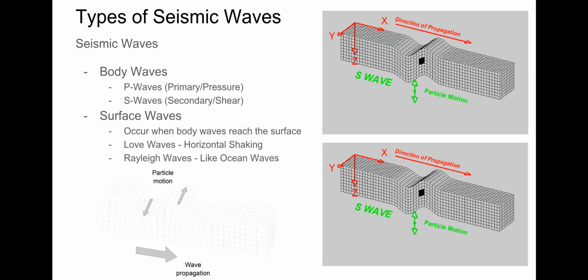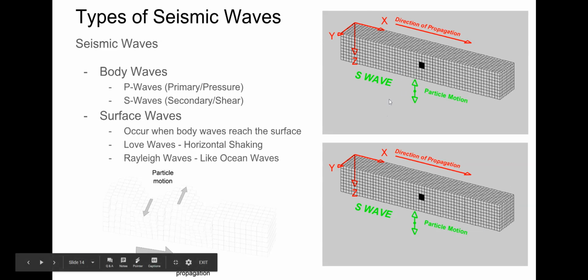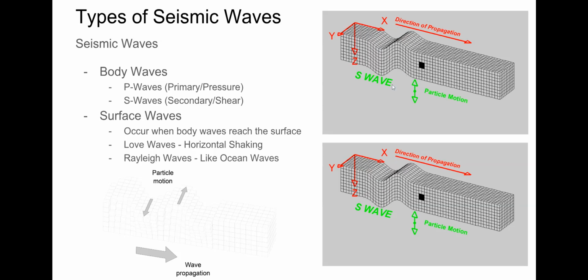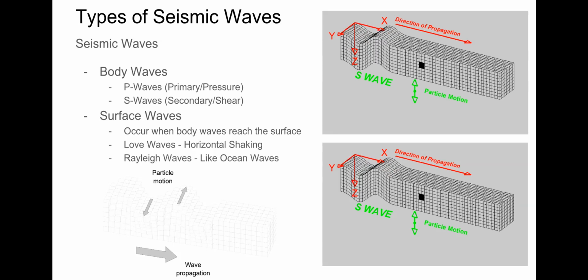Oh, I put both S waves on here. Oops. Well, okay, we'll go with it for now. S waves, you can see, are like the shaking of a rope when two people are holding it. We call them secondary or shear waves.